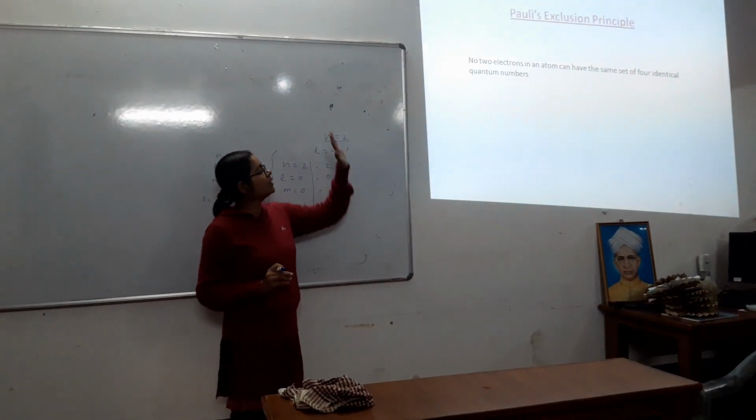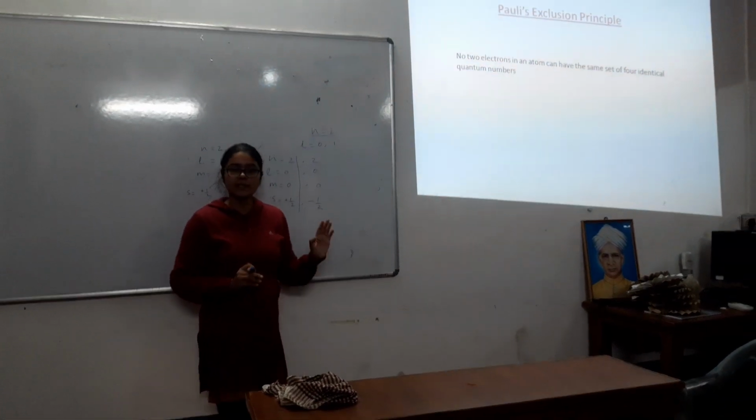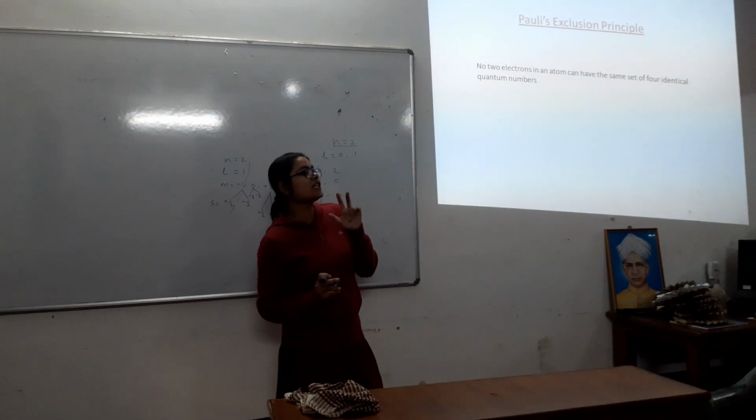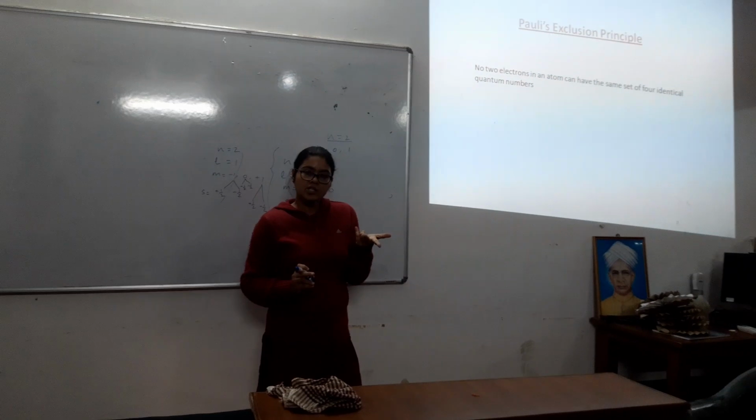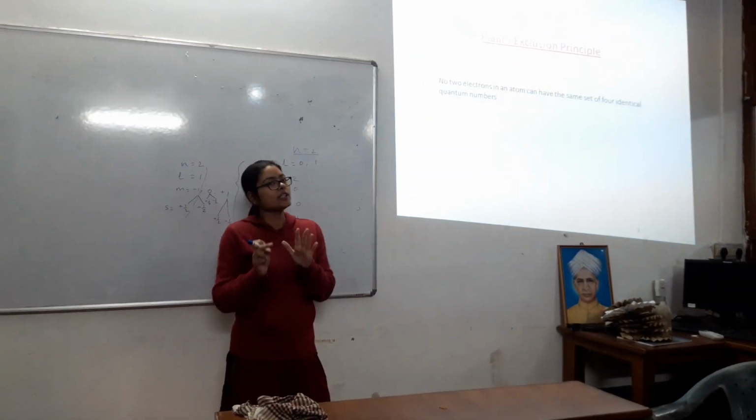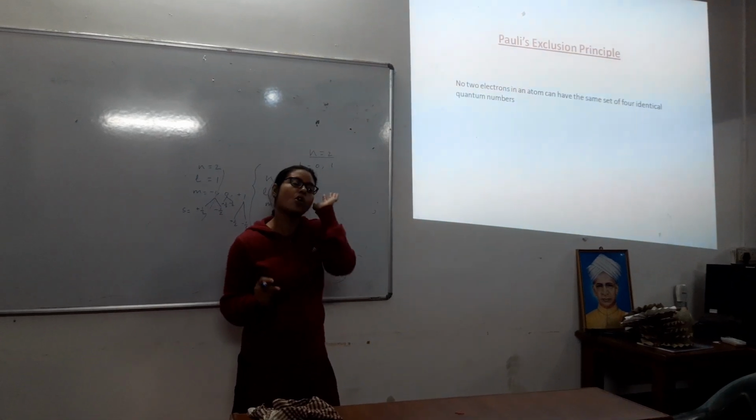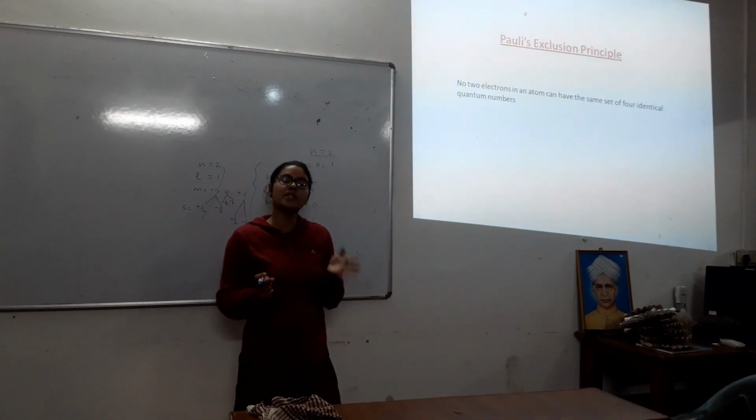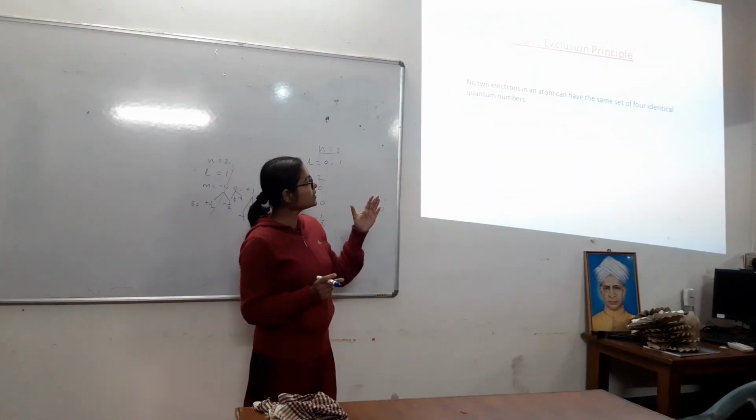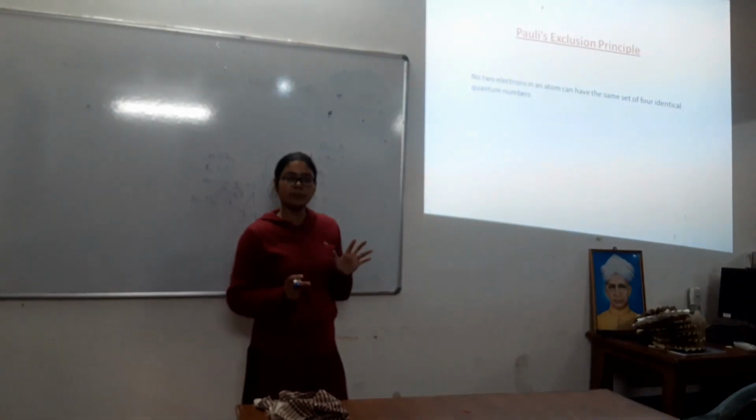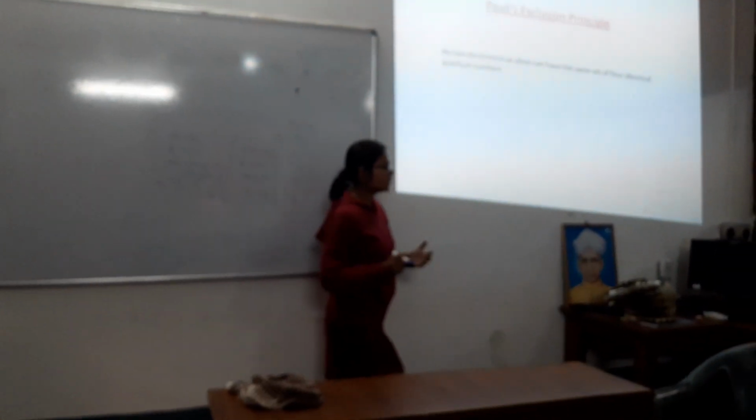So this is Pauli's exclusion principle. That is, no two electrons in an atom have all identical quantum numbers. It is not possible. So all the electrons in an atom are exclusive. It is Pauli's exclusion principle. Now we will go for the next slide.